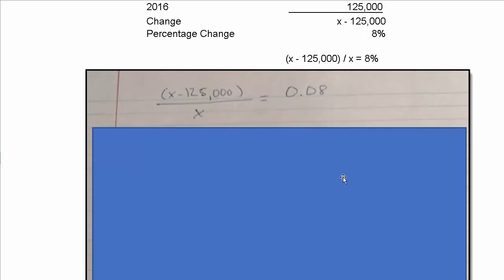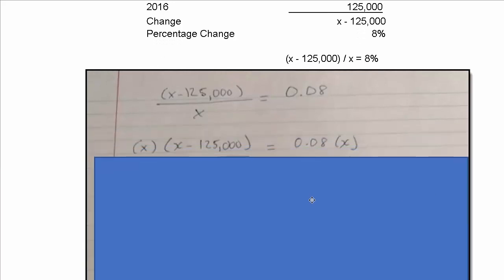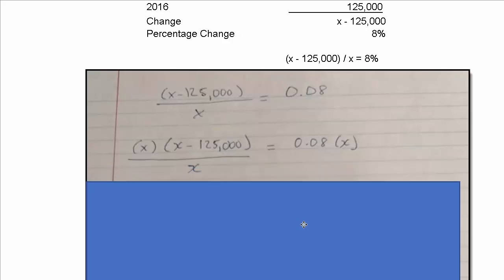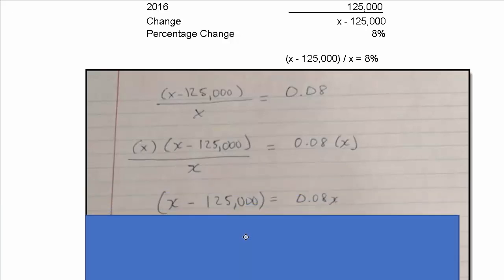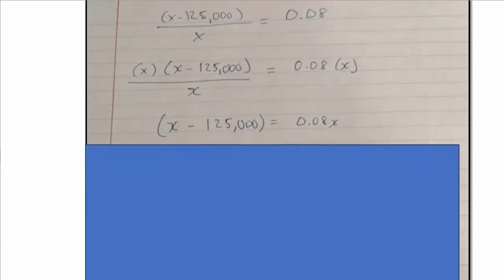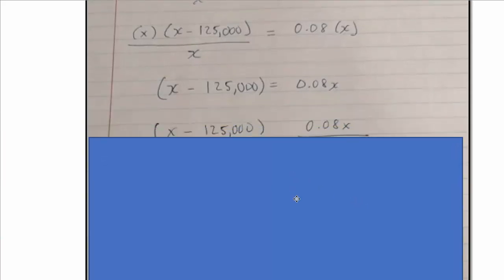Okay? Now, the next thing I would do is multiply both sides of the equation by x. So if I multiply this side of the equation by x and this side of the equation by x, these x's will cancel out. And we're left with x minus 125,000 is equal to 0.08x. All right, what should we do next?